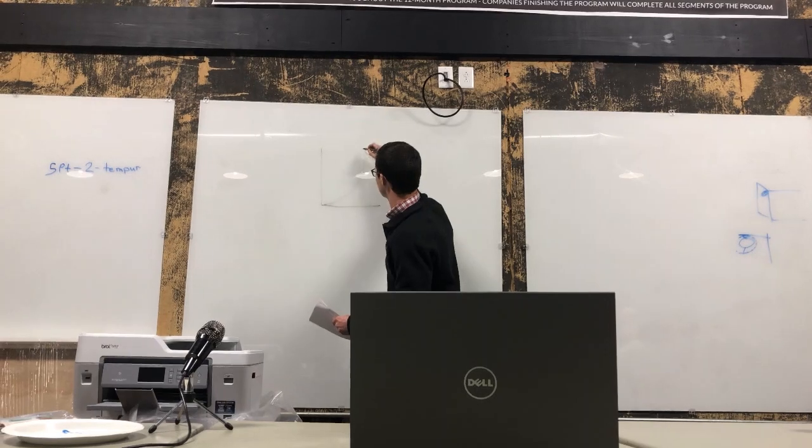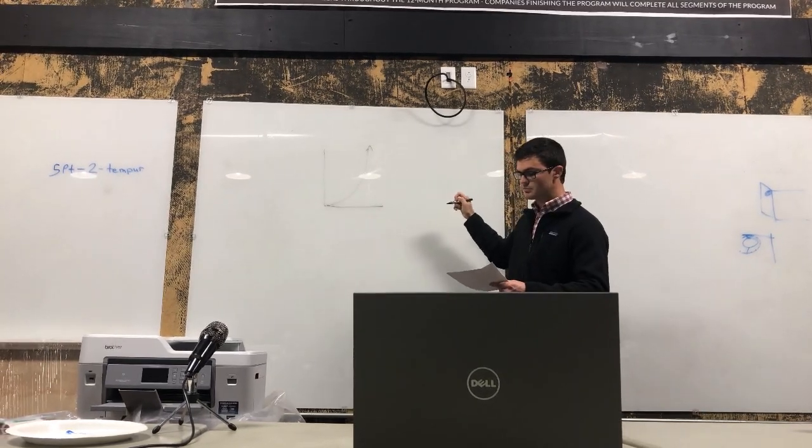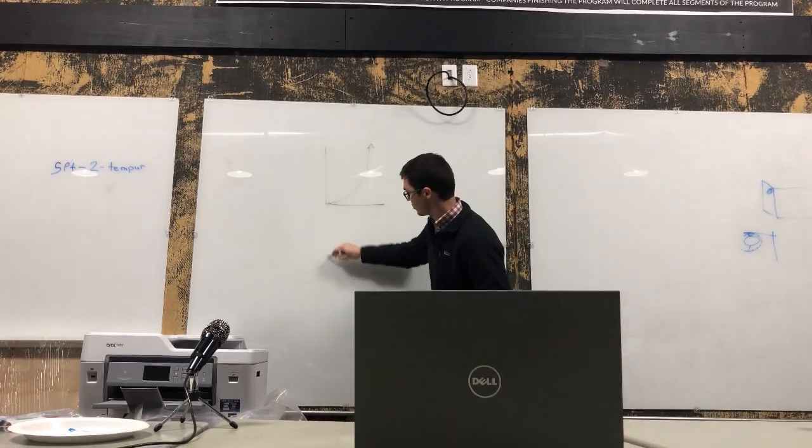So if you have x squared, you would normally draw it like this. And there's another way to draw it, which is if you have a set here.